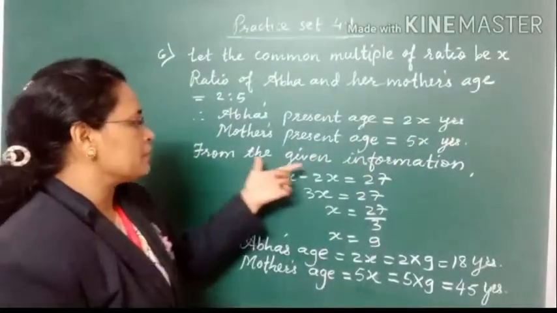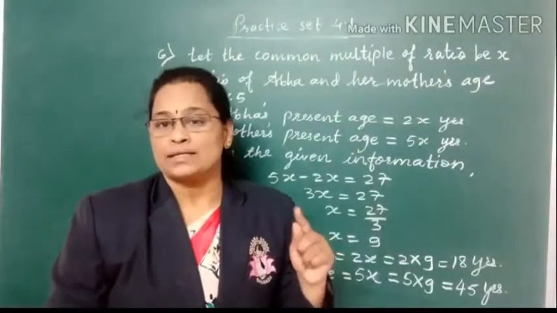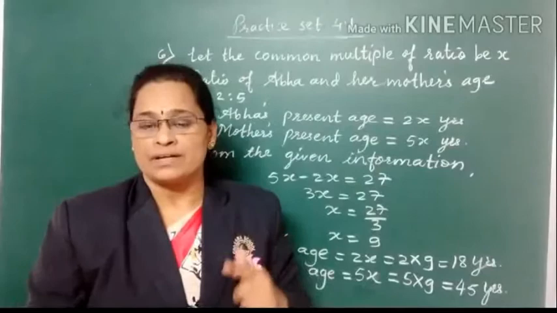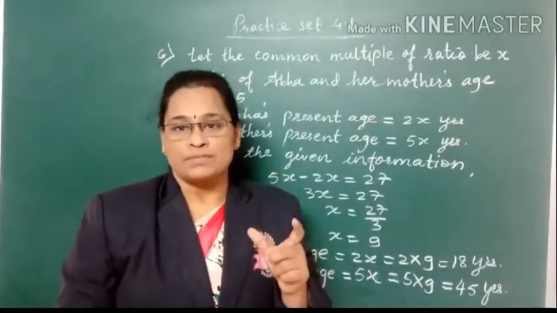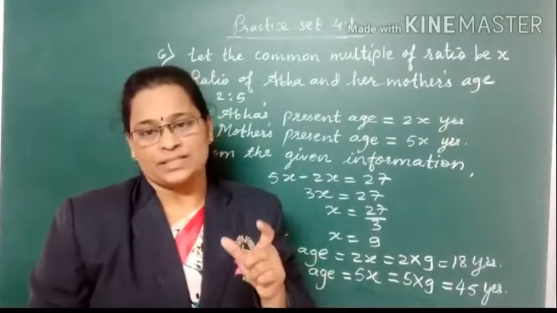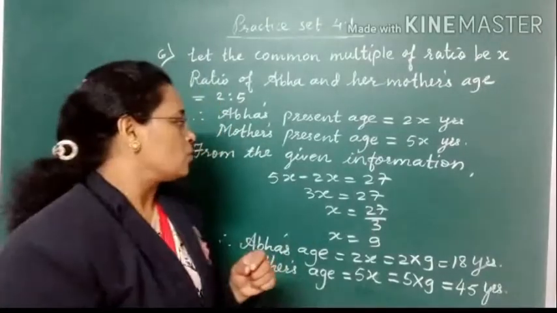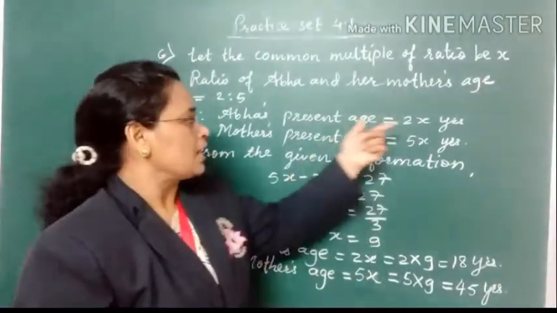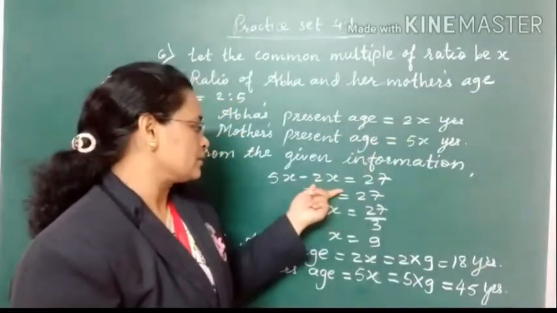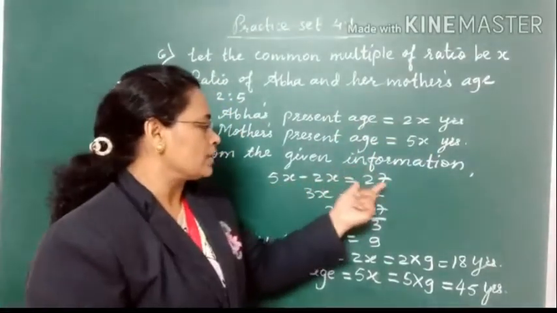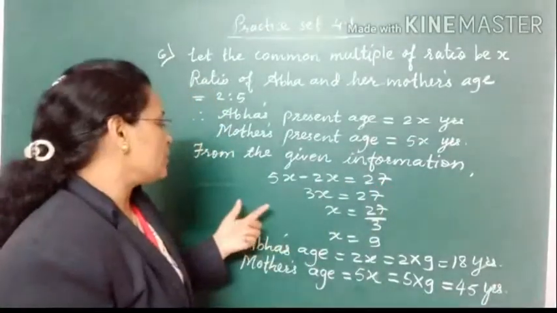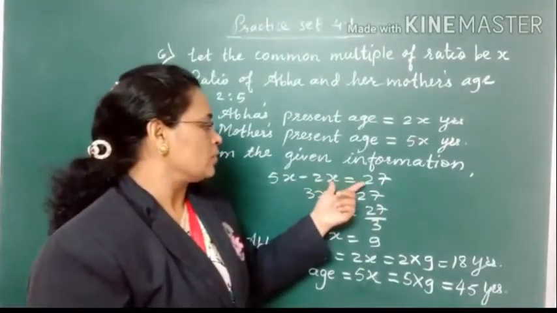Now from the given information, what is the information? At the time of birth of Abha, her mother's age was 27 years. It means the difference between mother's age and Abha's age is 27 years. So what is mother's age? Present age 5x years. Minus Abha's present age 2x years. If we subtract it, what is that given? What is the difference between their ages? That is 27. So we'll get here 5x minus 2x is equal to 27.